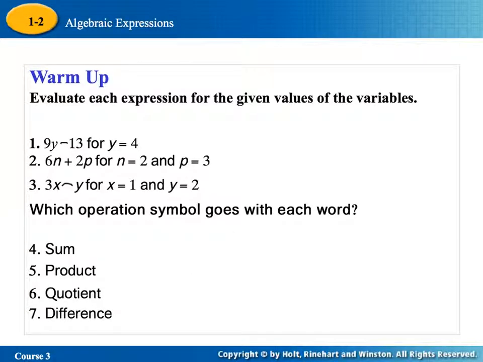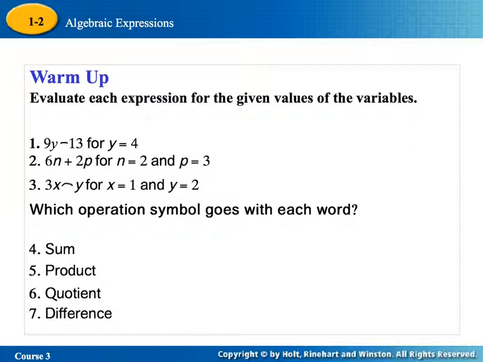Right off the bat, we do have 7 warm-ups. You'll notice that 1, 2, and 3 are very similar to what we did yesterday. 4, 5, 6, and 7 is just to see if you can pick the operation symbol that goes with each word. So I want you to give these 7 a shot, and we'll talk about them in just a second. Go ahead. Pause now.